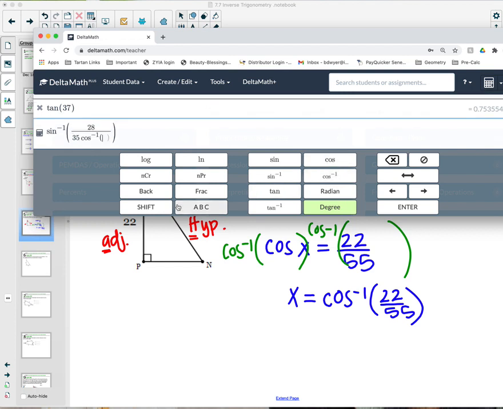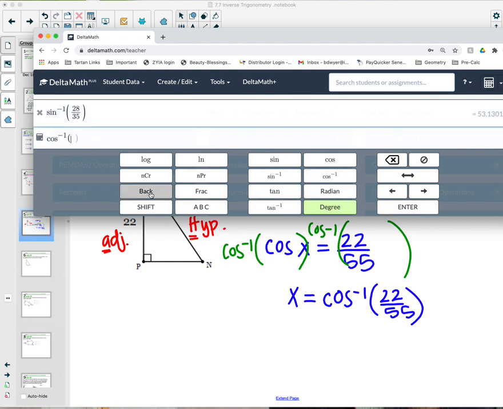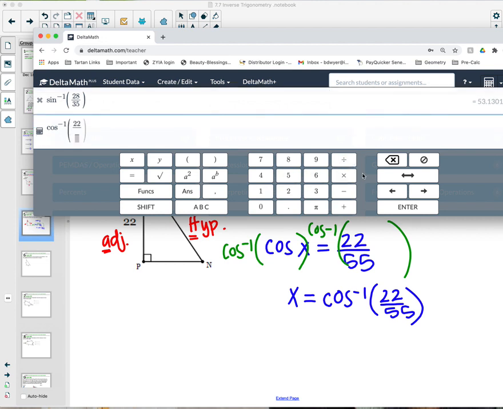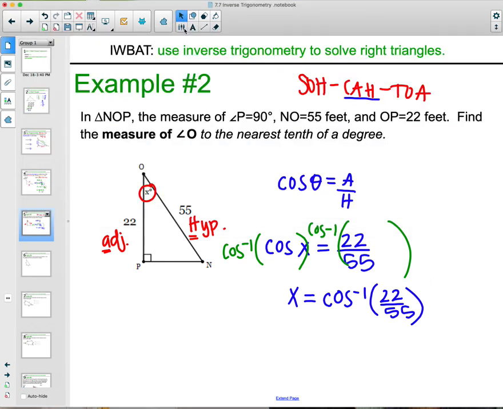So cosine inverse of 22 divided by 55, and you'll see 66.42. So if we wanted to do to the nearest degree, we would say 66 degrees.